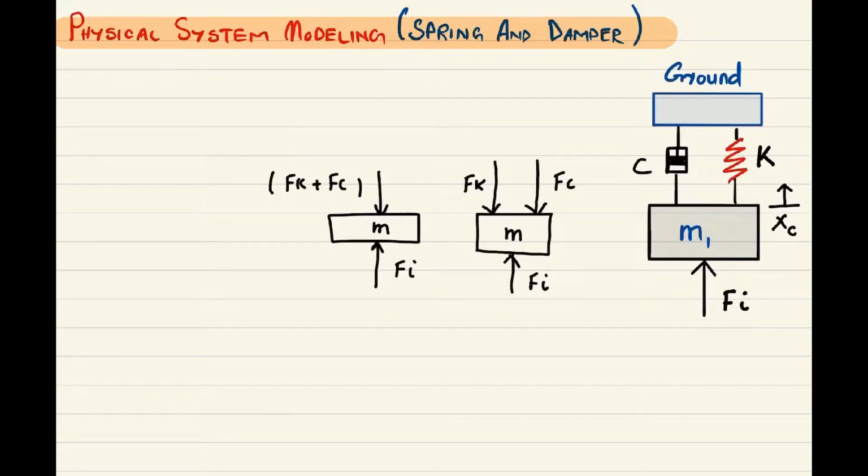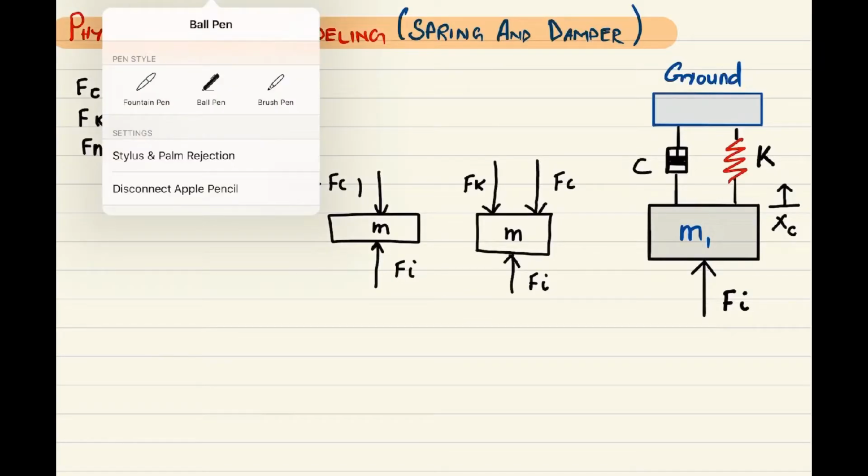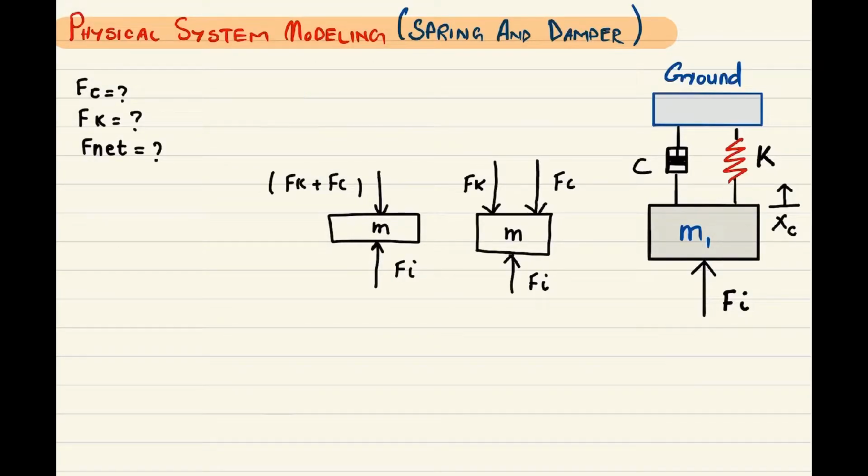Now, to derive any equations from it, first of all, we have to understand what Fc is, what Fk is, and what the net force is, which was given the name Fnet. Now, we're going to start from a very simple equation, which is F equals ma.